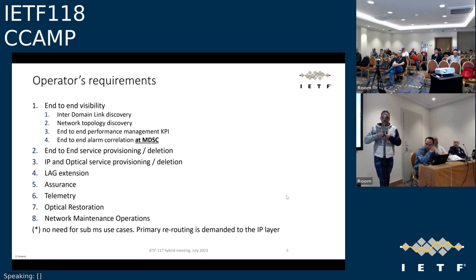So the idea is to be able to grow in capacity and have a link that can grow in capacity, then assurance, telemetry, and optical restoration. You see, we have these quite far down in the set of requirements. We can start without that, and then go to maintenance operation. So I think we have some questions here. Yeah.